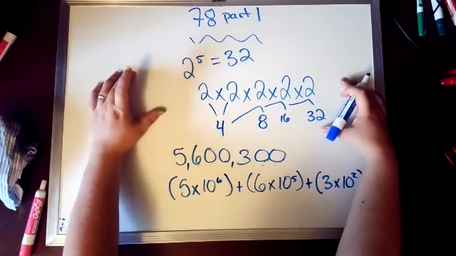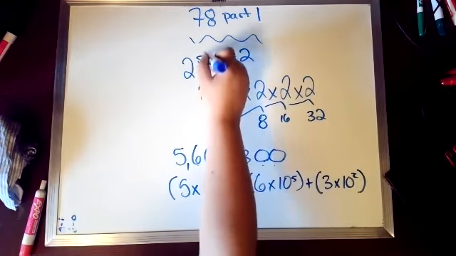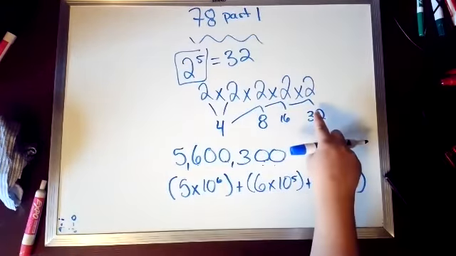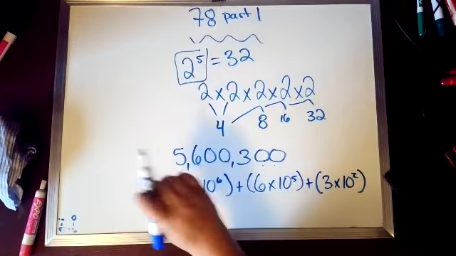This is using exponents when you're talking about numbers. Okay, so if you see this, this is what it means: that's how many times you're timesing that number by itself.